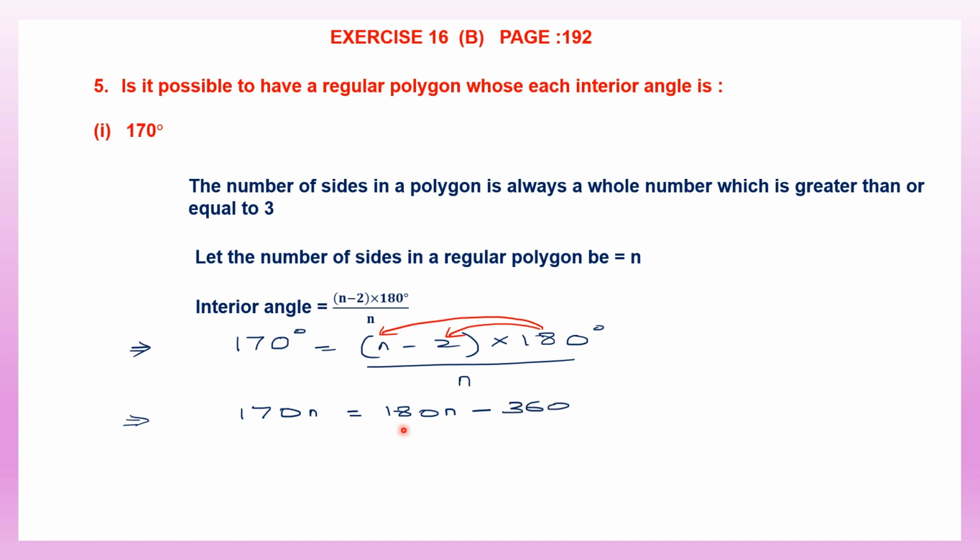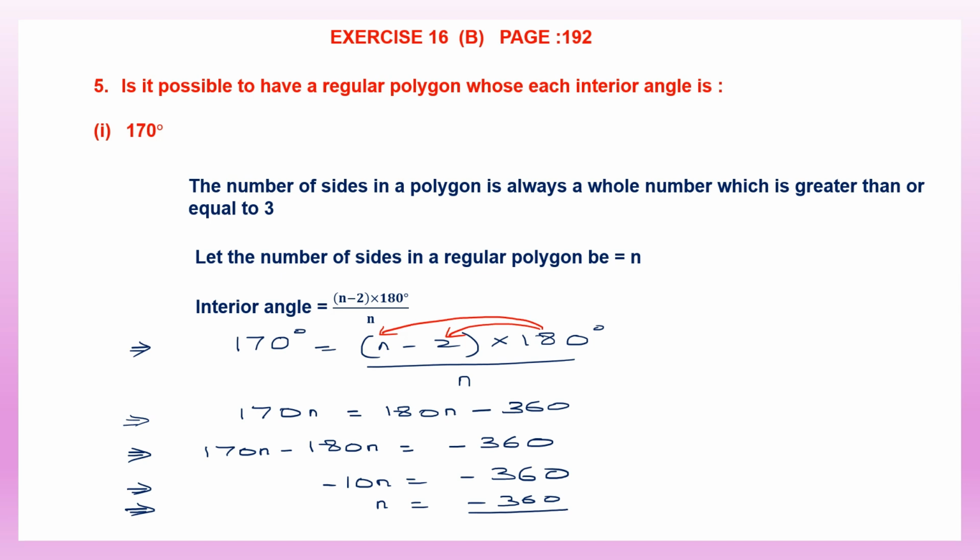Now let's move this n to the other side because there's already one n there. So this will now become 170n minus 180n. And on the other side, now only the number left is minus 360. Now here we can simplify this. 170 minus 180 is minus 10. Minus 10n is equal to minus 360. So now we can find the value of n. n is equal to minus 360 divided by minus 10.